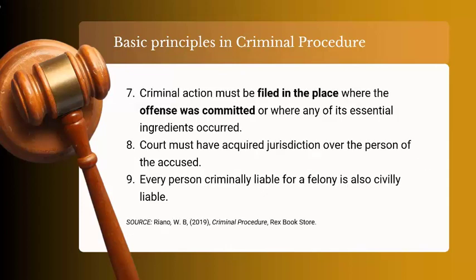The seventh principle in criminal procedure is criminal action must be filed in the place where the offense was committed or where any of its essential ingredients occurred. This is also called jurisdiction over the territory. Why? Because criminal actions are territorial in nature. It is filed in a place where the offense or any of its essential ingredients were committed. If they were not committed in that place where the court sits, it would result to an invalid judgment or that the court acted without jurisdiction.